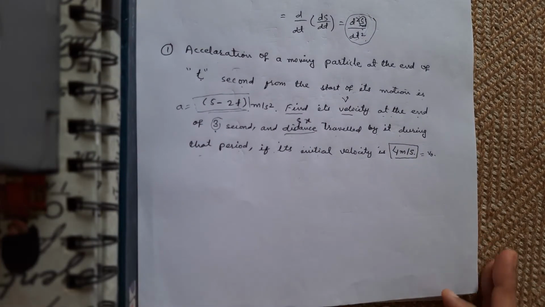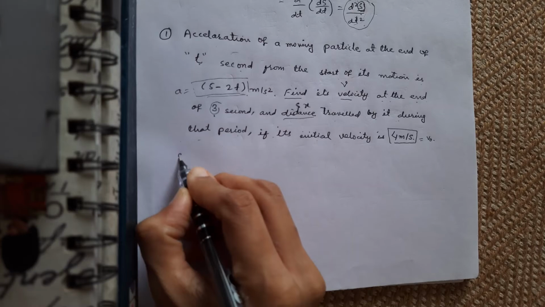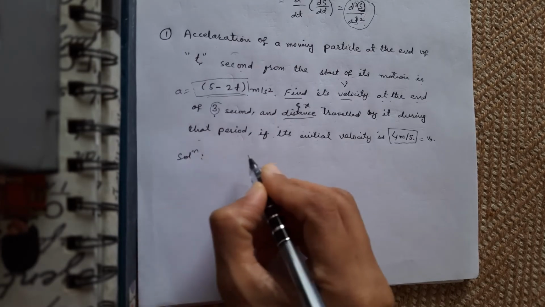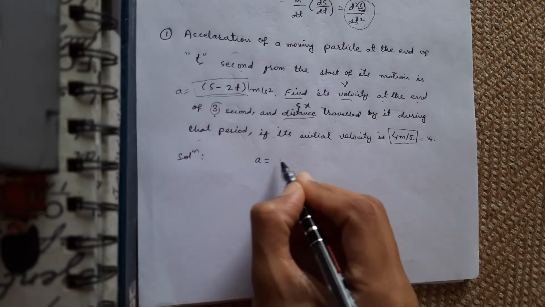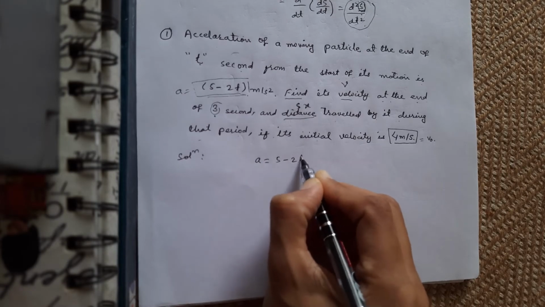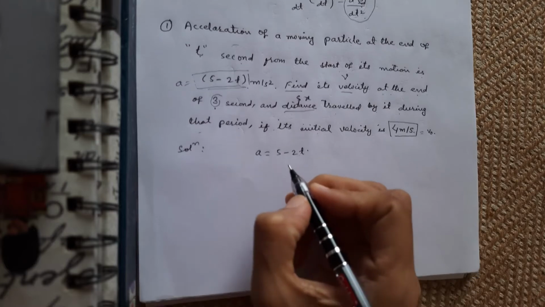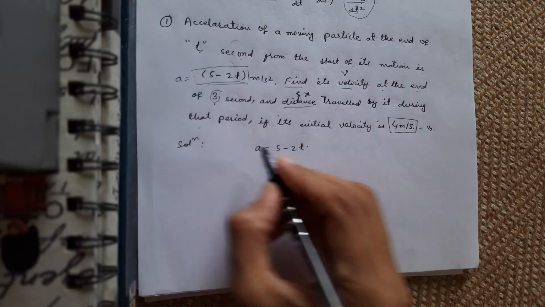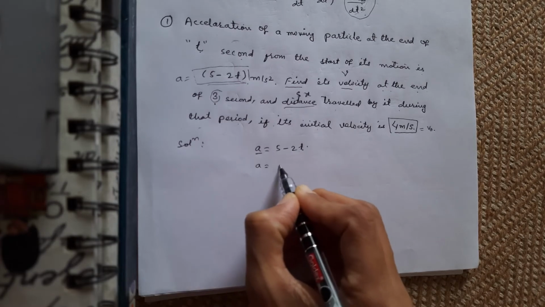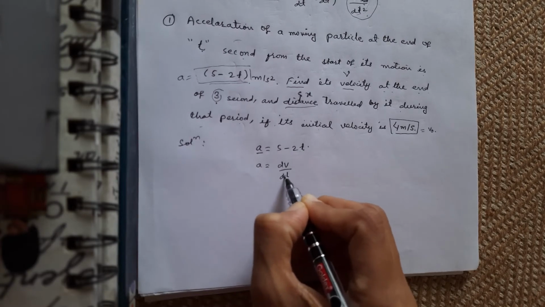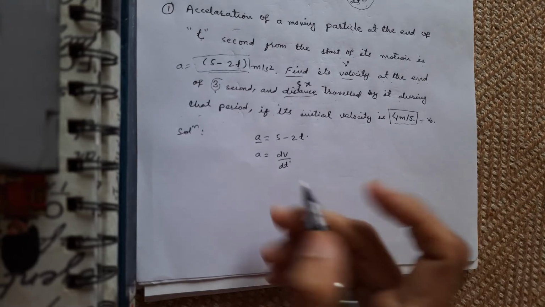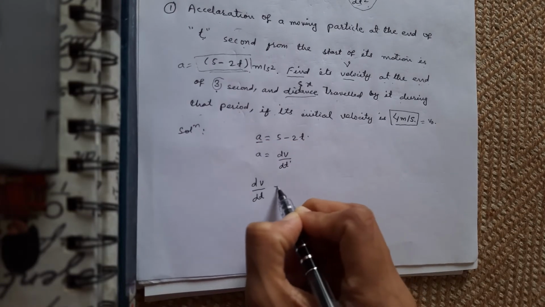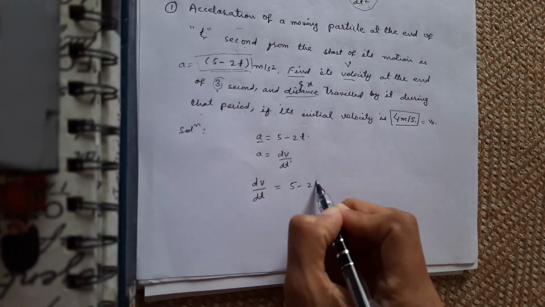So first of all we will write whatever is given to us. So solution: acceleration is given by 5 minus 2t, right? And so we already know that a is nothing but dv upon dt. We have just seen the definition. So dv upon dt is given to me, which is 5 minus 2t.